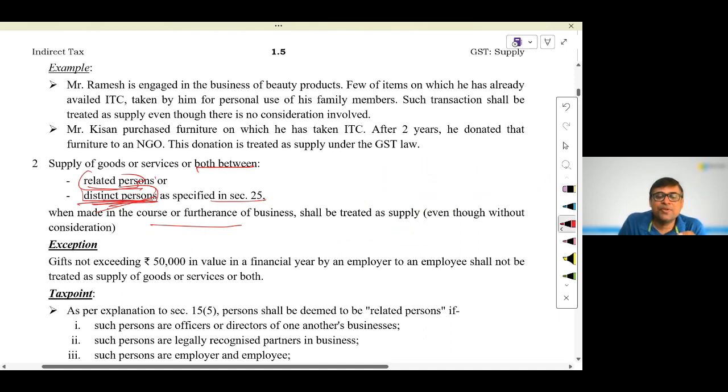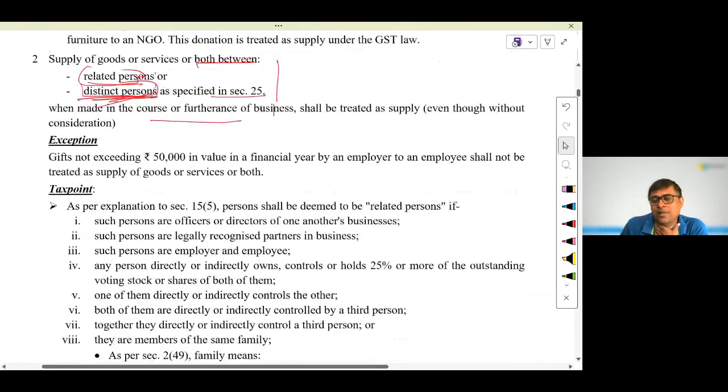If the transaction is between related persons or between distinct persons, it will be treated as supply, even though there is no consideration. If there is a consideration, surely it is a supply.